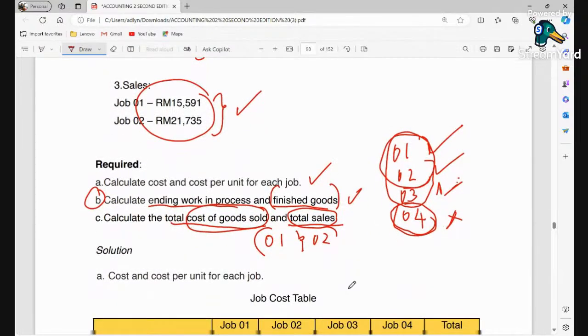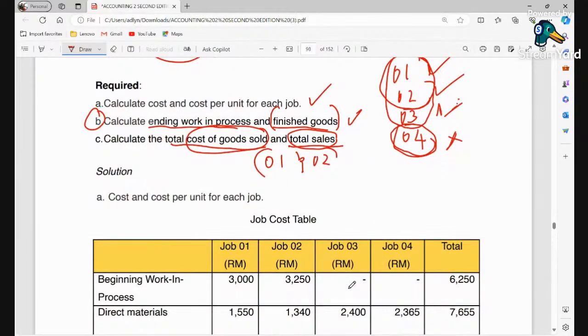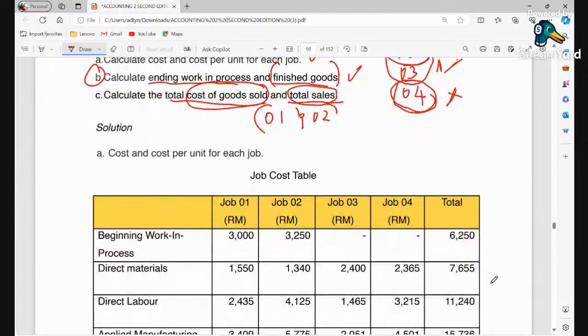Okay, so macam mana nak jawab? Macam saya cakap tadi, the most important thing in topic 8 mesti ada table. So the table is job cost table. Okay, alright. So you tengok dekat sini, job cost table. Kita ada 4 job. Job 01, job 02, job 03, job 04.